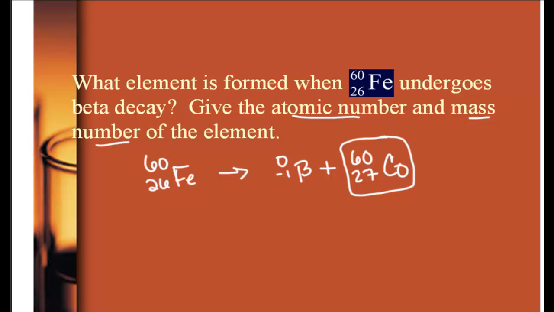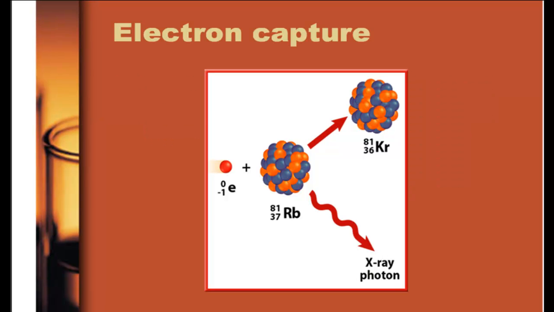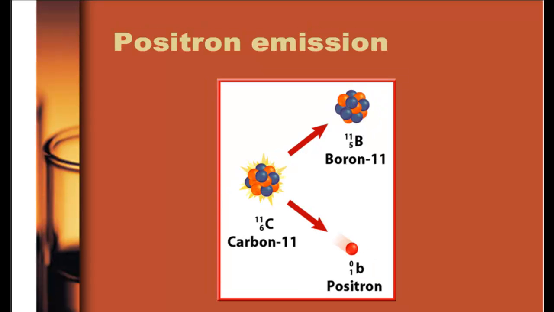Now a couple of other types of radiation you may see, but you're not really going to be tested on. There's electron capture, where an electron is added to an isotope and you get an X-ray or a gamma ray photon. And then there's also positron emission. A positron is very similar to an electron, but it has a positive charge instead of a negative charge. But like I said, these are not ones you would be tested on, but you may see them from time to time.